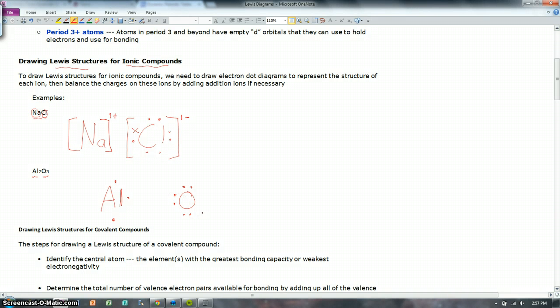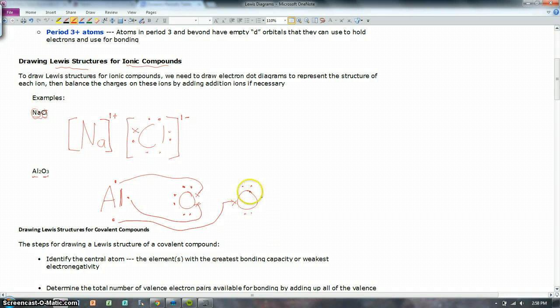Okay, so now if we were to draw all this out, you'll notice that if aluminum were to try to give all of its electrons to this one oxygen, it won't work. As we can see here, there's still one left over. So we need a second oxygen atom. So this electron now comes here.